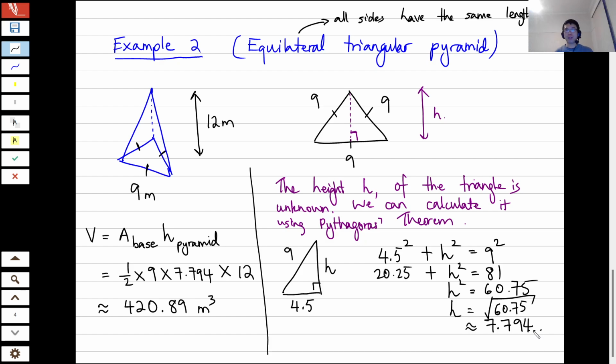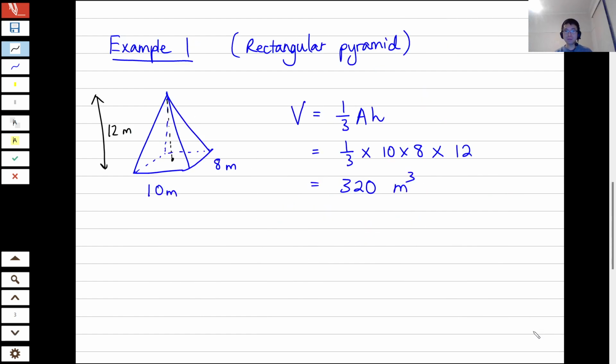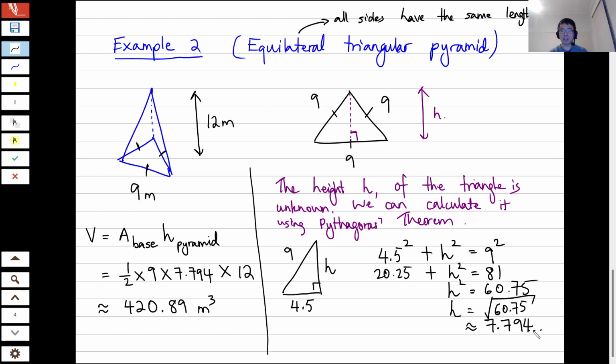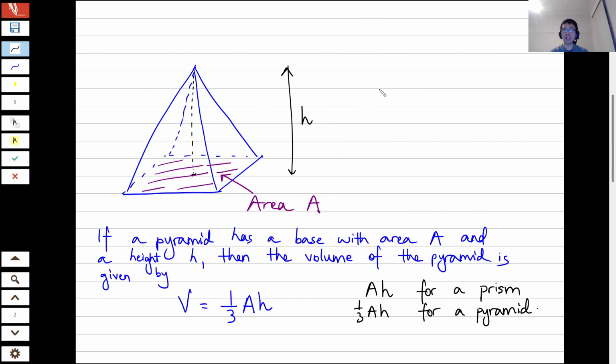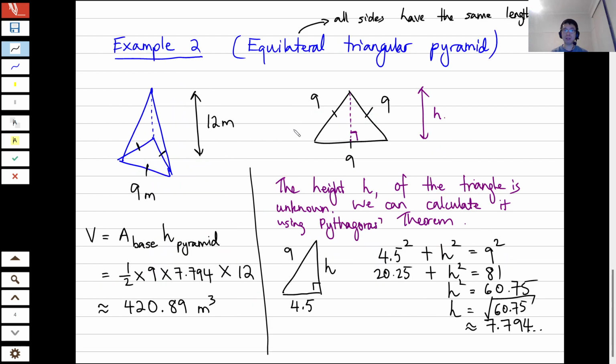Okay, so that's the volume of a pyramid. It's easy to get lost in the details because we started off with a volume calculation and then we went into a Pythagoras calculation to get an unknown height. But the basic idea is if you have a pyramid with a base area of capital A and a height h, all you have to do is 1/3 times A times h to get the volume of the pyramid.